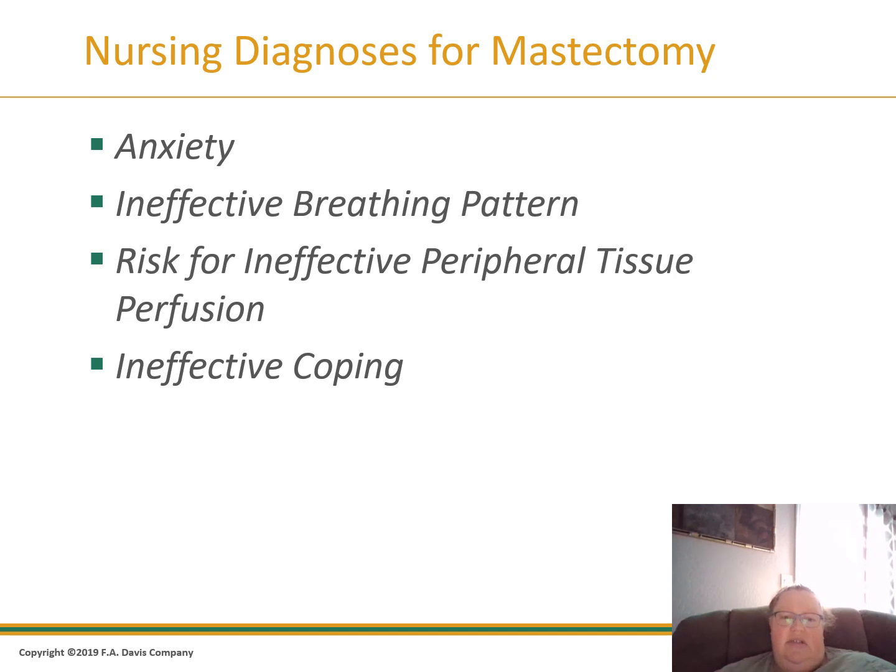So nursing diagnoses for mastectomy are anxiety, ineffective breathing patterns, risk for ineffective peripheral tissue perfusion. Remember I was telling you about all the lymph that's going to be removed is going to decrease peripheral tissue perfusion. And ineffective coping.